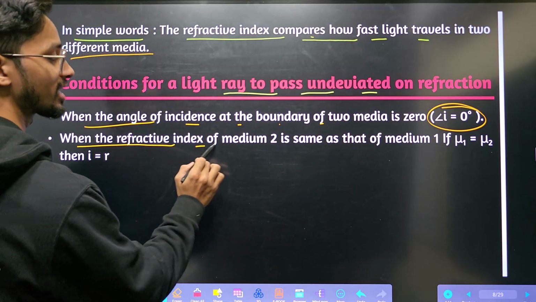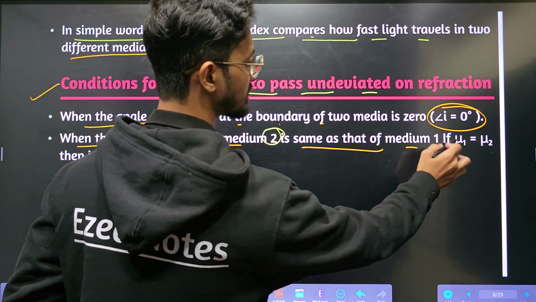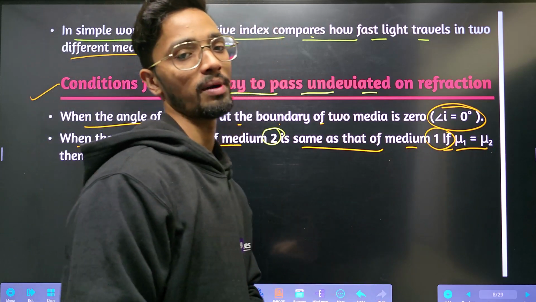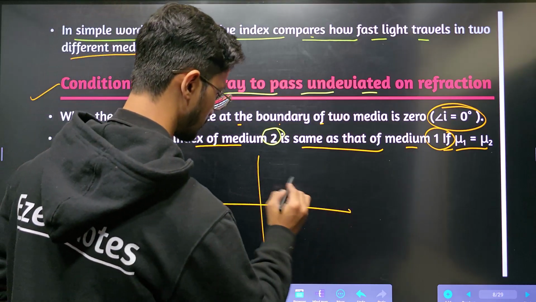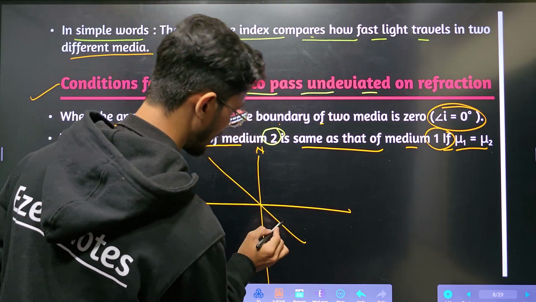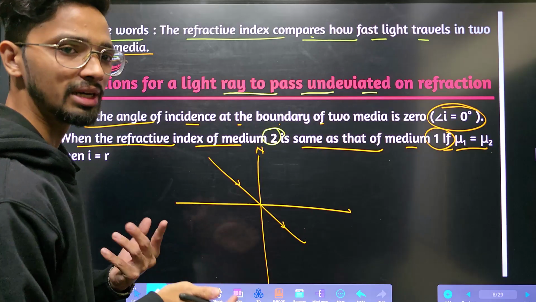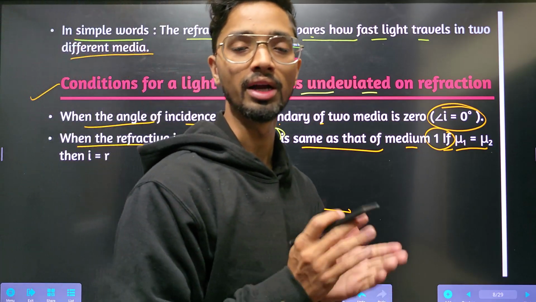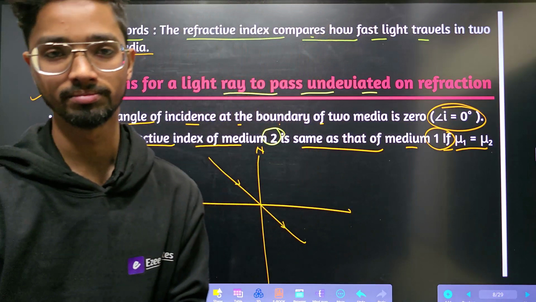Next, when the refractive index of medium 2 is the same as that of medium 1, that is mu1 and mu2 are the same, the light can pass undeviated. See, like this. This is normal, right? So it can pass undeviated like this because both the mediums are the same. The speed remains the same. If the speed remains the same, it will pass undeviated.